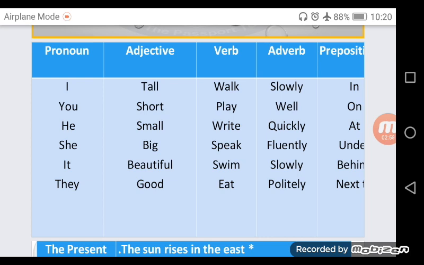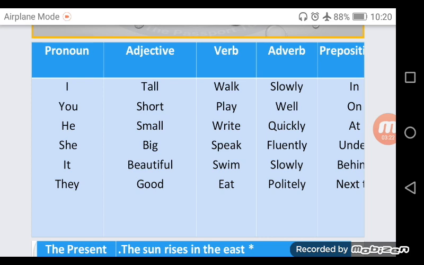As for adverbs, they describe the action, the verb. For example, he swims slowly. He speaks English well. He writes quickly, and so on.